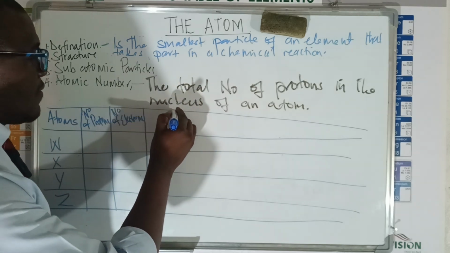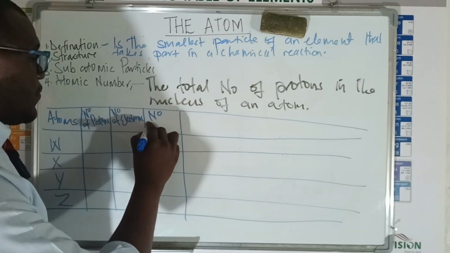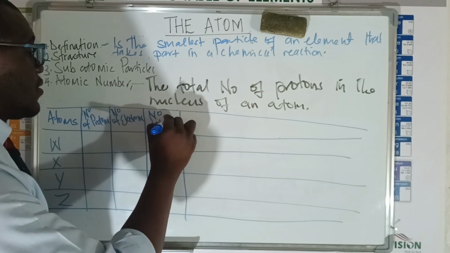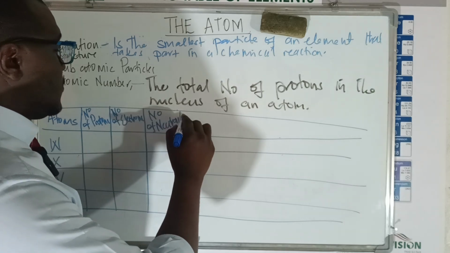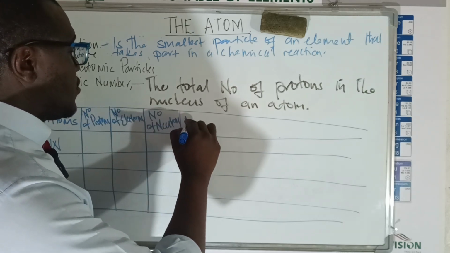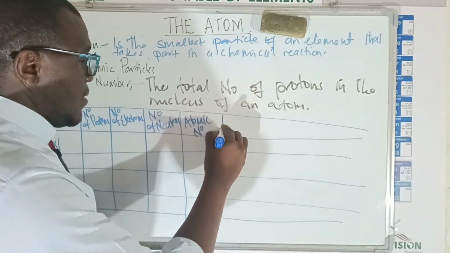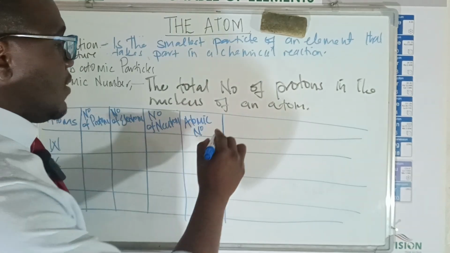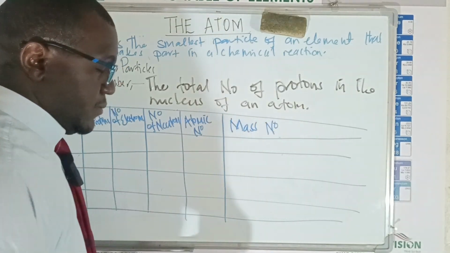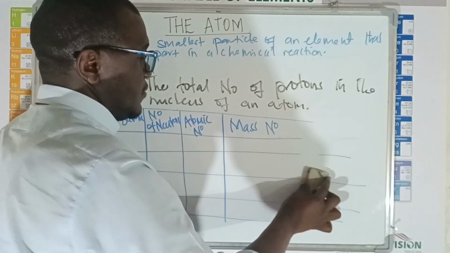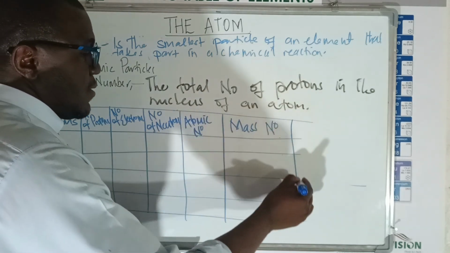The next column we can have number of neutrons. Then we can have here atomic number. Then finally you can have mass number. You can have mass number over there.